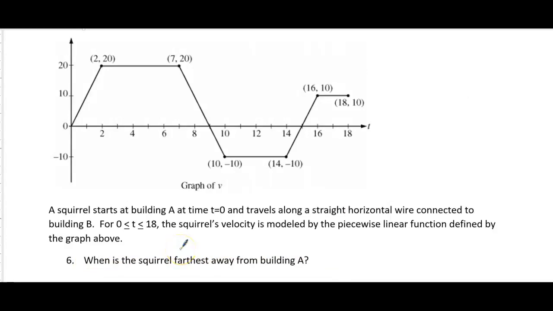Right, our next question is, when is the squirrel farthest away from building A? Well, anytime they're asking about something being farthest or greatest or something like that, the question is all about a max or a min. And unless they say relative, you can assume they're talking about an absolute max or a min. We're looking for an absolute min or an absolute max. And when you're looking for an absolute min or an absolute max, you're going to do the candidates test.